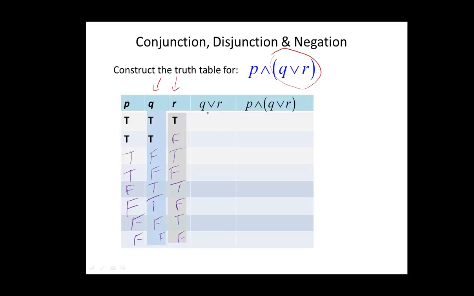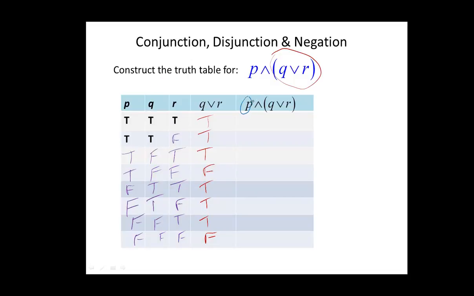Now Q or R, remember, is true unless they're both false. So this is true, true. As long as one of them is true, it's true. Oh, here they're both false, so this is false. This one's true, this one's true, this one's true, and this last one is false. So that's my Q or R.